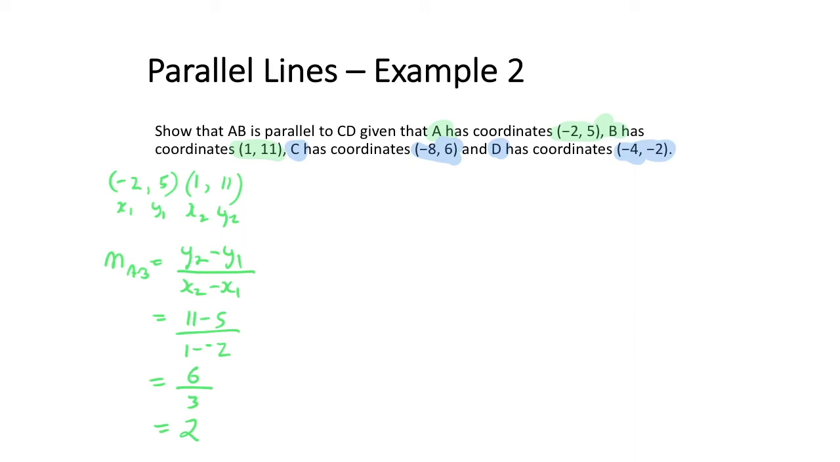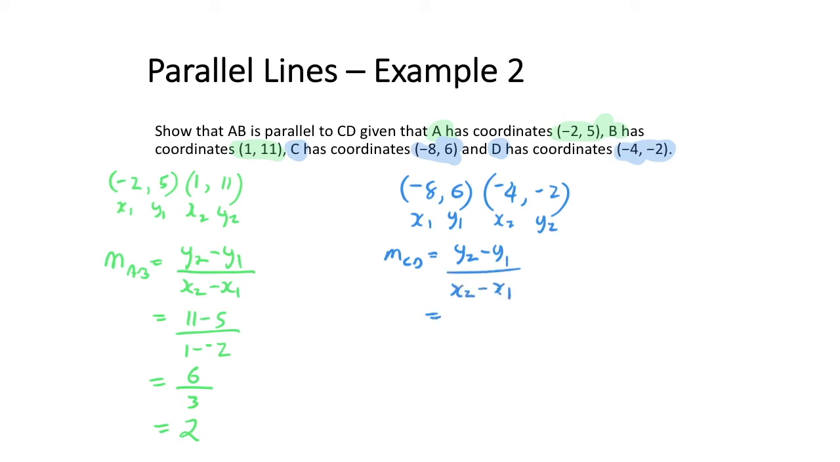Now I need to do the same thing and calculate the gradient of CD. Following the same process, writing down my coordinates, -8 and 6, -4 and -2, and labeling those coordinates x1, y1, x2, y2. The gradient of CD is going to equal y2 minus y1 over x2 minus x1. Substituting in my values, -2 minus 6 over -4 minus -8. -2 minus 6 is going to equal -8. -4 minus -8 is going to equal 4.